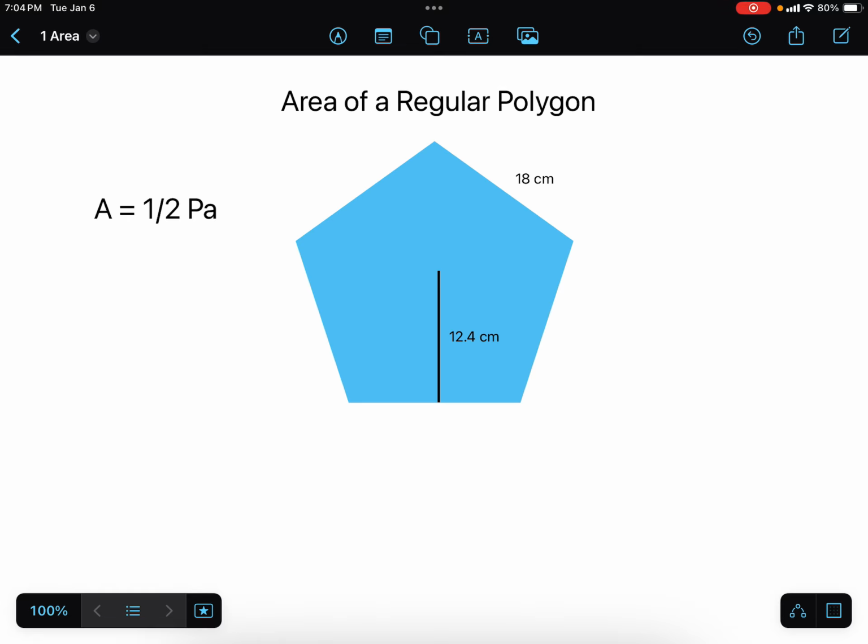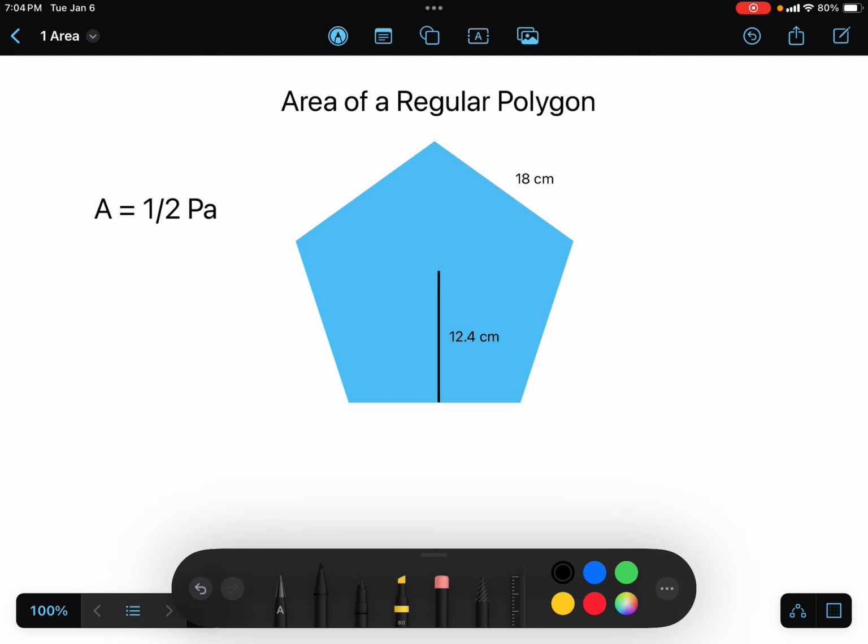So here we have a regular pentagon, 5 sides, and you can see that one side is labeled 18 centimeters and the apothem, the distance from the center to the midpoint of a side, is labeled as 12.4 centimeters. And that's really the information you need in order to find the area of a regular polygon.